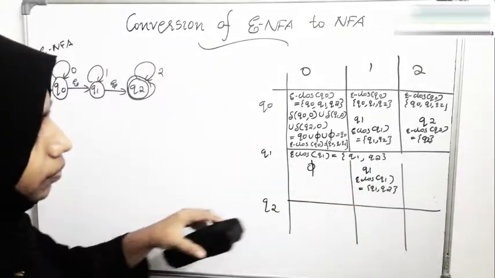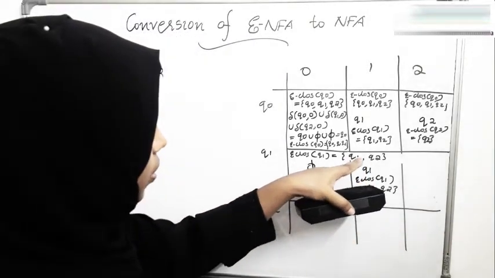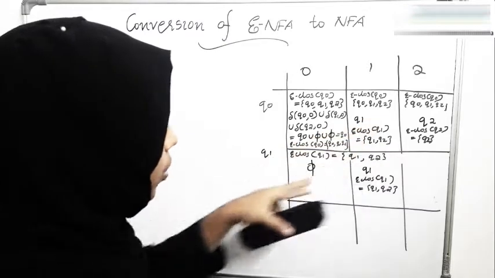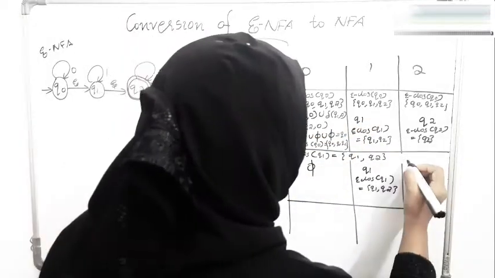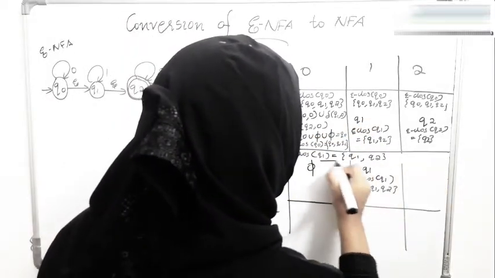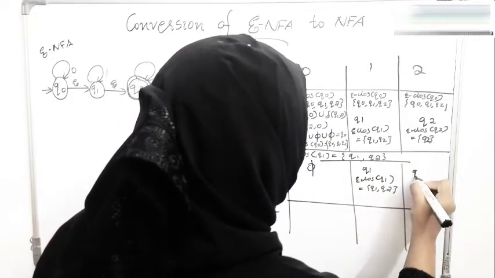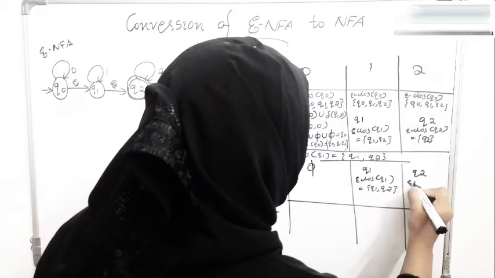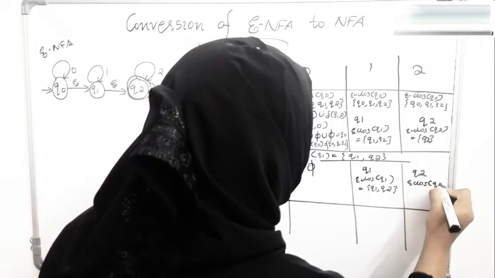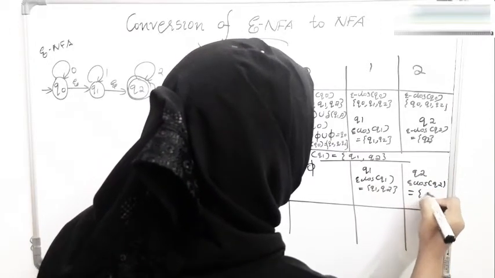Now E close of Q1, Q2. Now Q1 comma 2, Q1 comma 2 is not defined. Q2 comma 2 is Q2 itself. So E close of Q2 is Q2 itself.